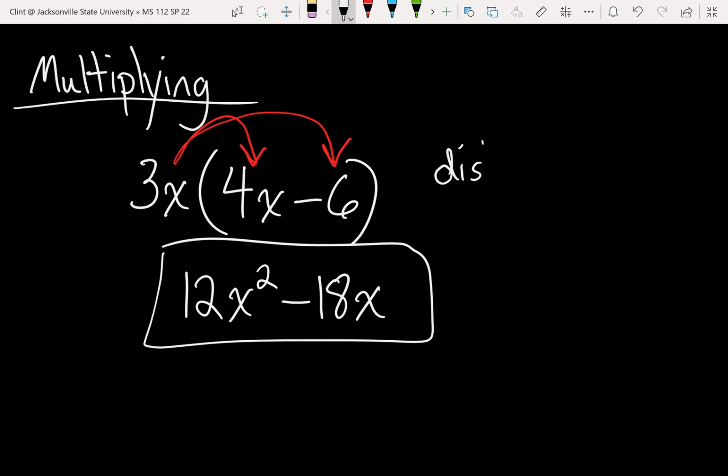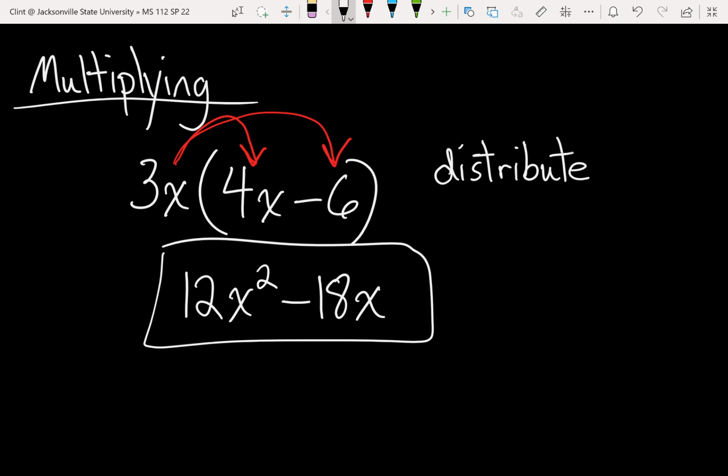We call this the distributive property. Got to distribute the 3x. That's true. On this one, our second algebraic expression has two terms, 4x minus 6. That's true no matter how many we have. If our second expression had 5 terms in it, you would do the 3x times all 5 of them.